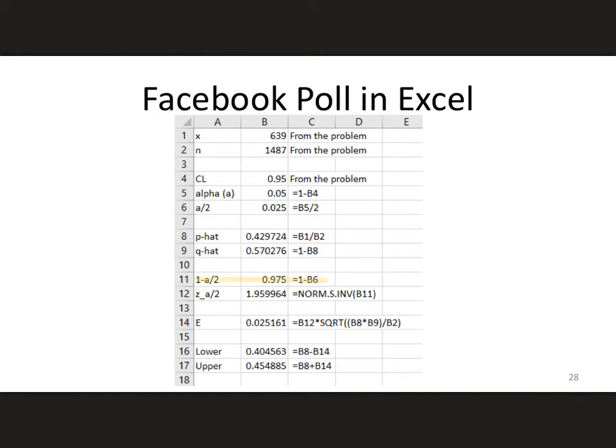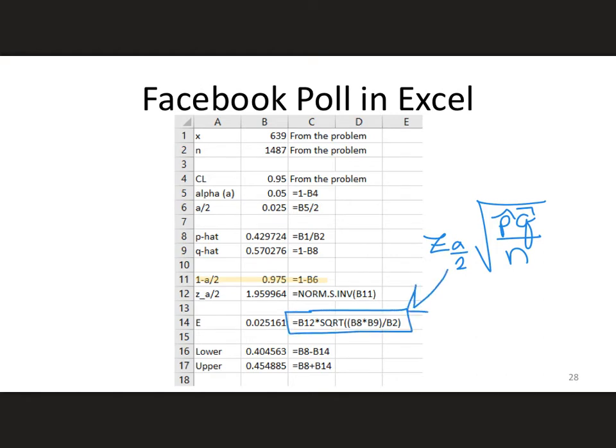Then you find E, and remember that formula for E, and you do need to be careful. I know I have it written out here, but just as a reminder, it is Z sub alpha over 2 times the square root of P hat times Q hat divided by N. And you want to make sure that you're careful, and you can see how I entered that into Excel there. So just so you can see that formula together with E. And then you're going to do your lower point and your upper point by adding and subtracting. So you'll do P hat minus E and P hat plus E.